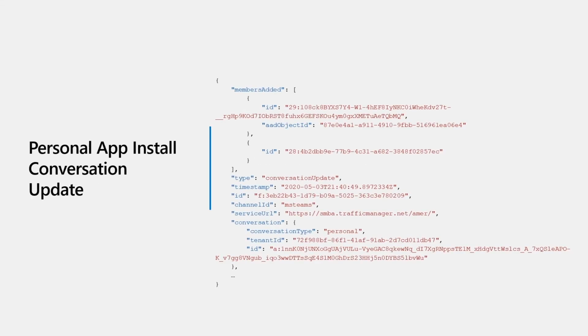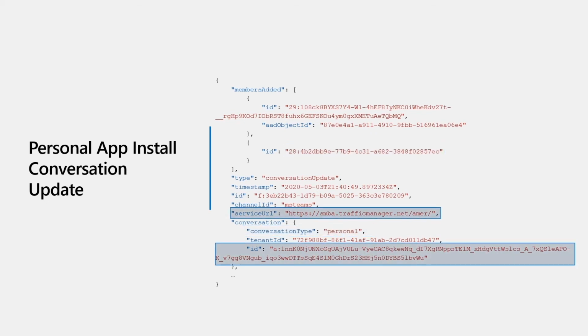Let's start by looking at how to get the conversation coordinates from the conversation update. When a user installs a personal app, or has a personal app installed for them, a conversation update activity is sent, much like when the app is installed in a team. Looking first at how we know this is a personal install event, we can see one of the members added having the bot's 28 colon bot ID. What distinguishes this from a channel install event is that the conversation type is personal. Unlike channel conversation updates, however, the conversation coordinates for the user are right here in the activity.